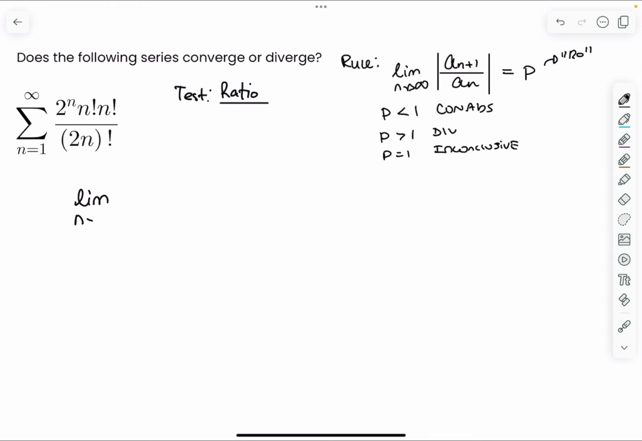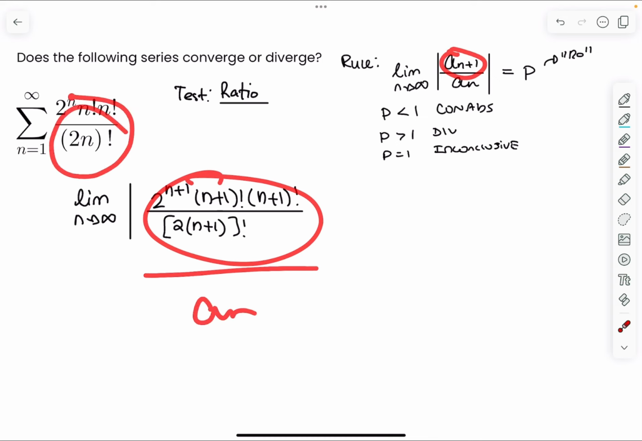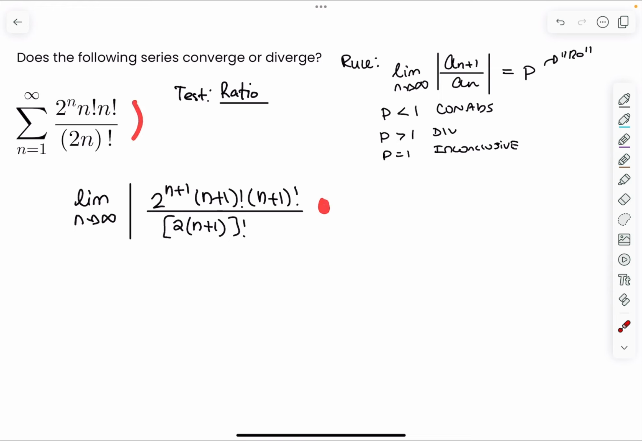So we're going to take the limit as n approaches infinity of this, but wherever we see an n, we're going to add a 1. That's going to be 2 to the n plus 1, over n plus 1 factorial. And then here, this n is being multiplied, so we need to add a 1 to that n. So it's going to become 2 times n plus 1, and then this whole thing is being factorialed. And then we have to divide by a of n, which is this, or we could just multiply by the opposite, just flip the numerator and denominator.